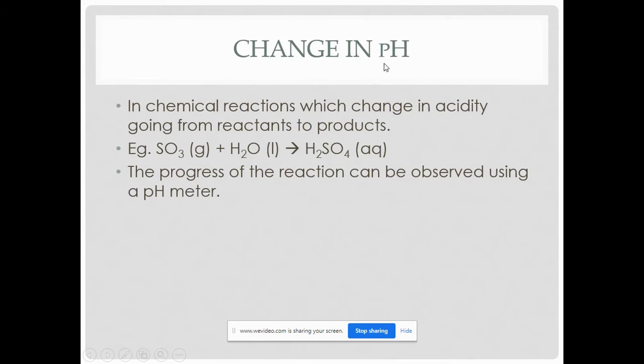Another way to measure the rate of the reaction is using change in pH. So for example here, the reactants are SO3 and H2O, and you're forming H2SO4. So H2SO4 is a lot more acidic than the reactants. So you would expect the pH to drop as the time goes on.